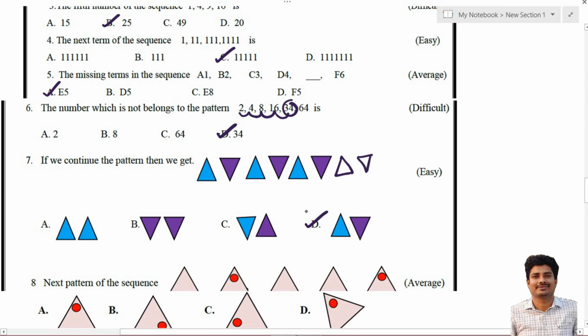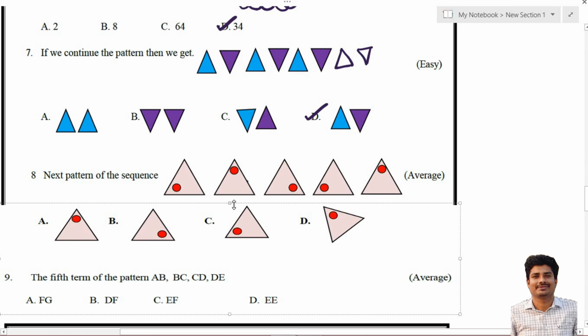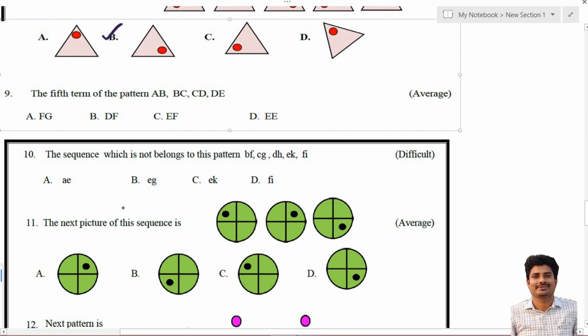See here, the next question. The next pattern of this sequence is asked. See, at each vertex one ball is kept and this ball is rotating in the clockwise direction. The ball will take the next position. Option B is the correct answer.